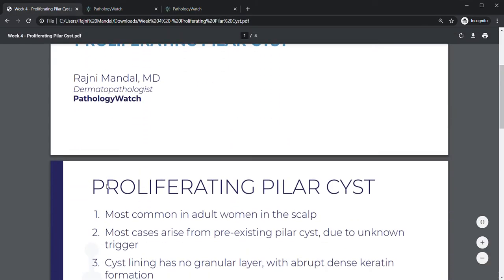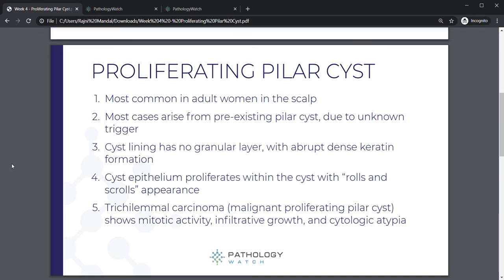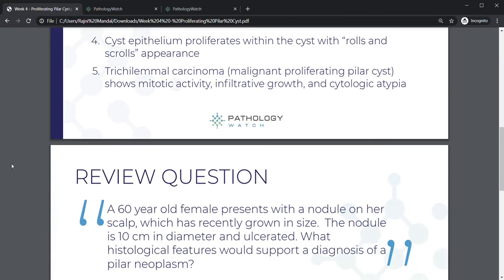Here are your 5 flashbacks for today for proliferating pilar cyst. It's most commonly seen in adult women in the scalp. Most cases arise from pre-existing pilar cysts due to an unknown trigger. The cyst lining has no granular layer with abrupt dense keratin formation. Cyst epithelium proliferates within the cyst with a rolls and scrolls appearance. And tricholemmal carcinoma, also known as malignant proliferating pilar cyst, shows mitotic activity and infiltrative growth and cytological atypia.